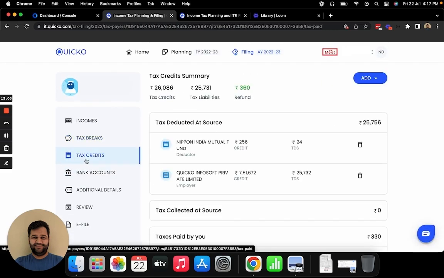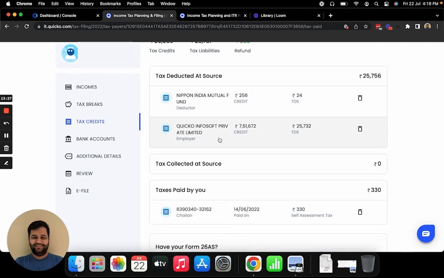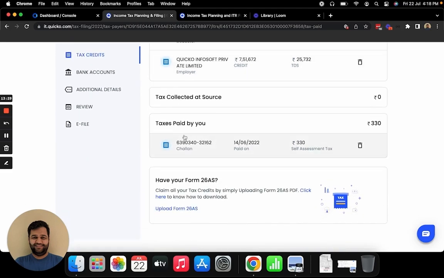Let's go to tax credits. Again, the same story here. So tax credits essentially are all the taxes deducted by the employer, or if you are freelancing or consulting, then whoever is making payment may have deducted TDS. So all your TDS credits are automatically imported into your income tax return along with any taxes paid by you. So if you paid self-assessment tax or advance tax, then that shall also reflect in your income tax return.